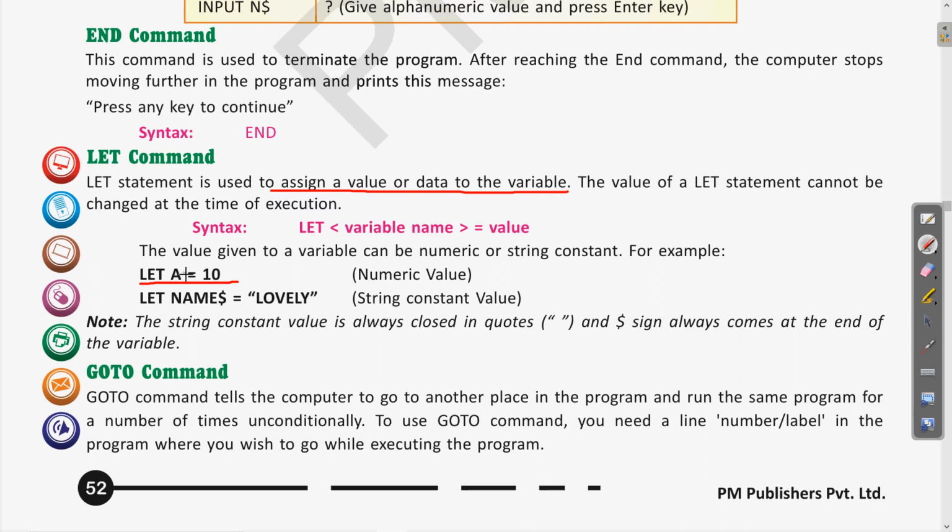So in case it is a number, we will write simply the variable name with the equal to sign and the value. If it is a string value, then we have seen that with the variable we will use the dollar symbol. Clear? And the string, we have seen that we have to write in double quotes. Clear?